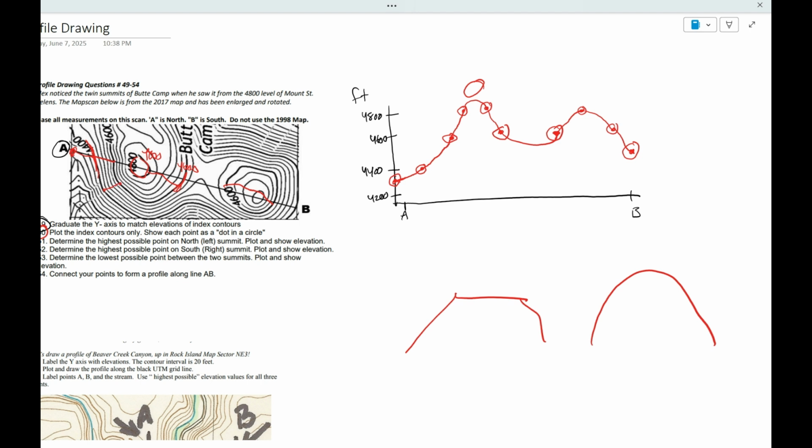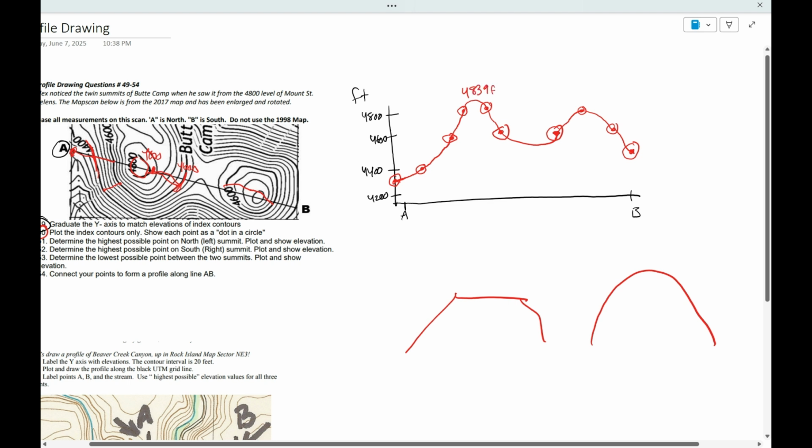And so 200 divided by 5 is just going to be 40. And so what we're going to see here is that if it goes up to 4,839, and then it goes back down, it reaches 4,600. And so that's the way we can guess that the highest possible point here is going to be 4,839 feet.